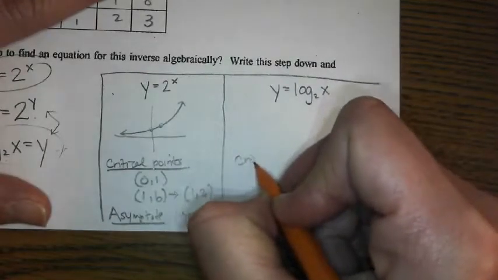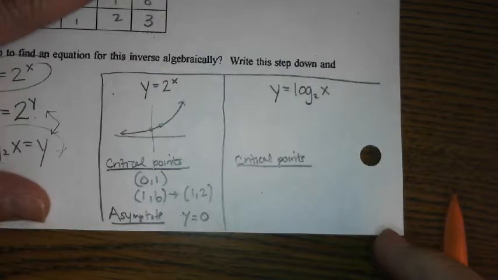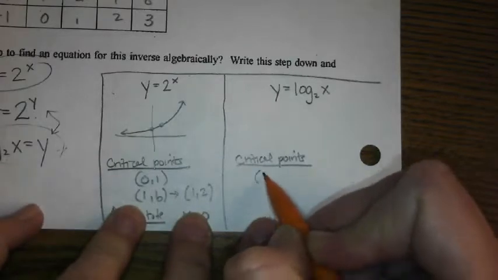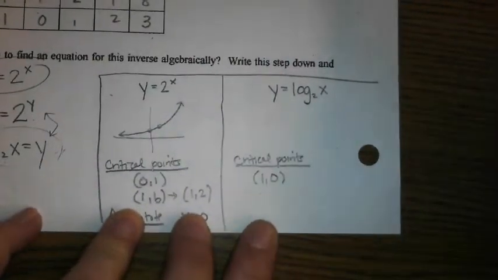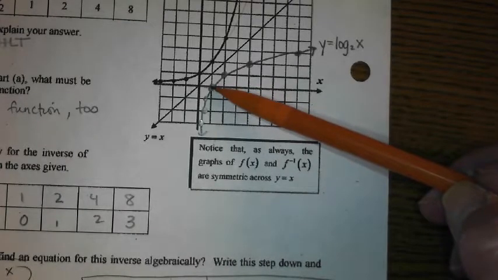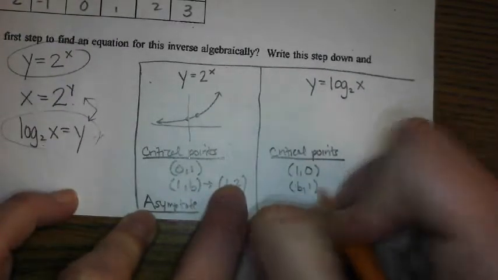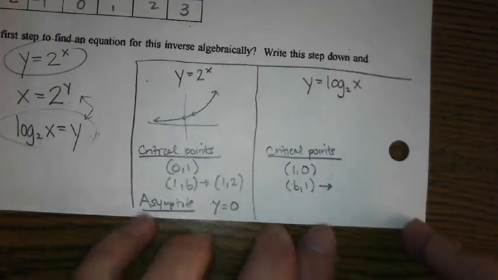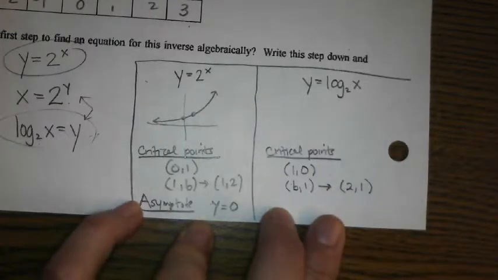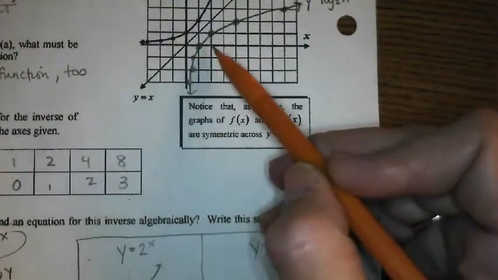So when we think about critical points of the inverse, what's going to happen? They flip-flop, right? So rather than 0, 1, we have 1, 0. Look at the graph we sketched above. Do you see how we have 1, 0? Yes? Instead of 1, b, we're going to have b, 1, which in the case of when the base is 2, that's the point 2, 1. Look up at your graph of your log function. Do we have the point 2, 1? We do. Right up here, 2, 1.